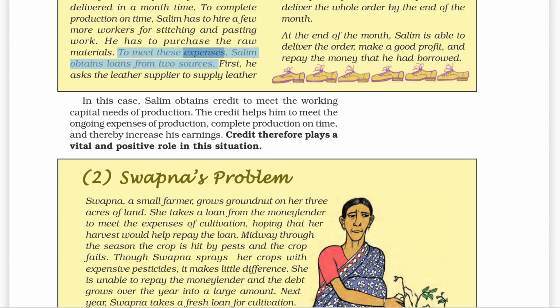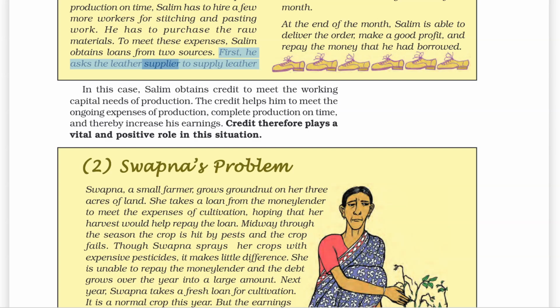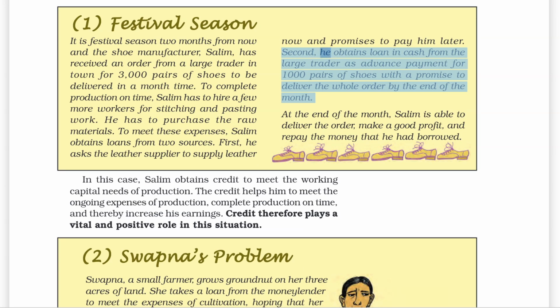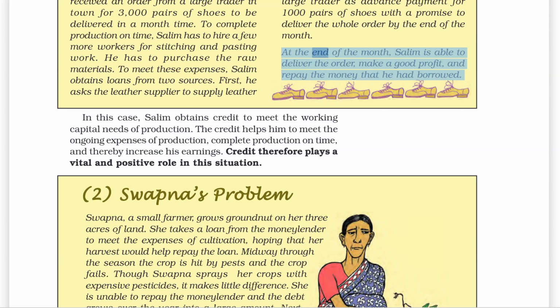To meet these expenses, Salim obtains loans from two sources. First, he asks the leather supplier to supply leather now and promises to pay him later. Second, he obtains a loan in cash from the large trader as advance payment for 1,000 pairs of shoes, with the promise to deliver the whole order by the end of the month. At the end of the month, Salim is able to deliver the order, make a good profit, and repay the money that he had borrowed.